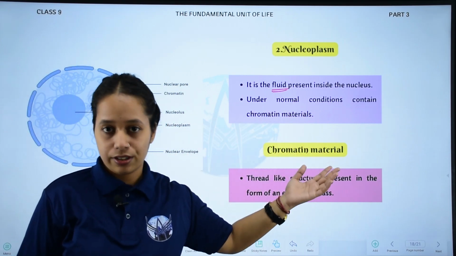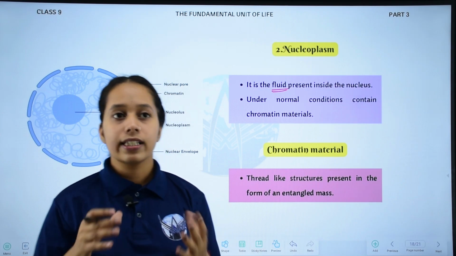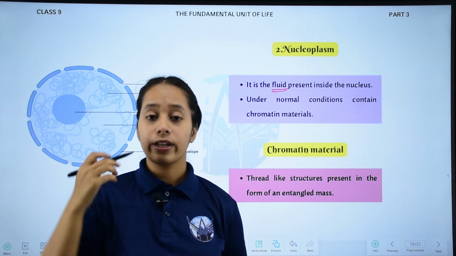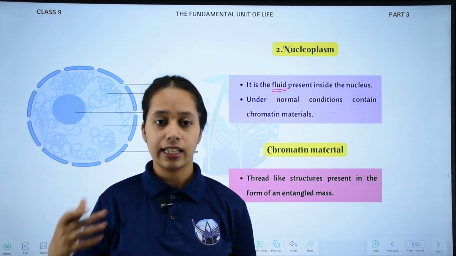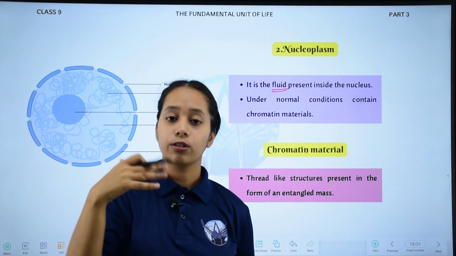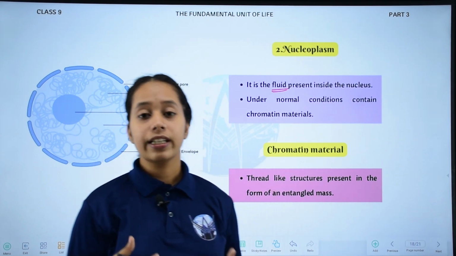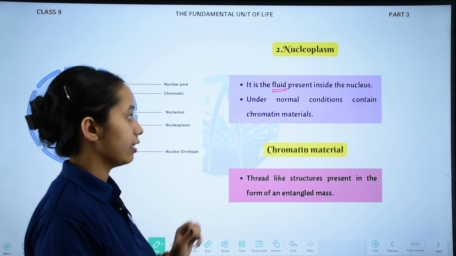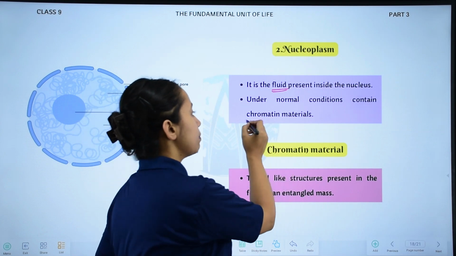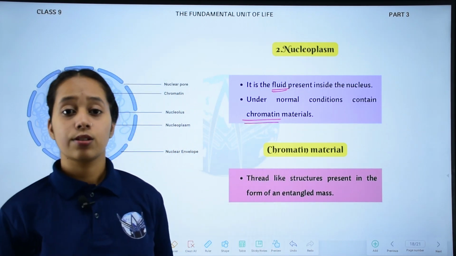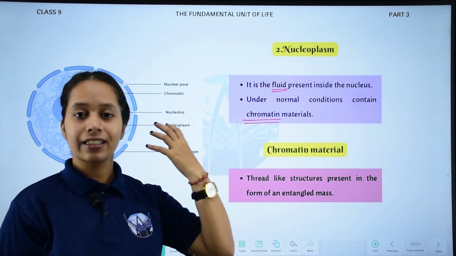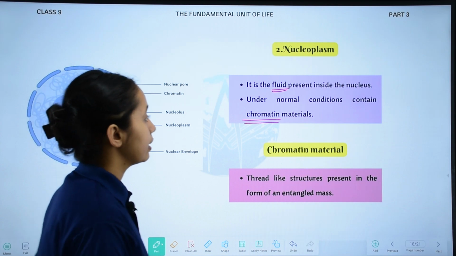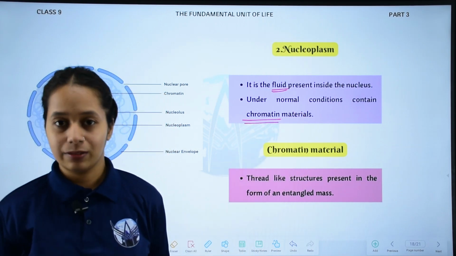Under normal conditions, meaning when the cell is in a normal state, when it is not dividing, when it is not undergoing cellular division, sorry, cellular reproduction, when the cell is in an undivided state, the nucleoplasm of the nucleus of a cell will contain chromatin material.